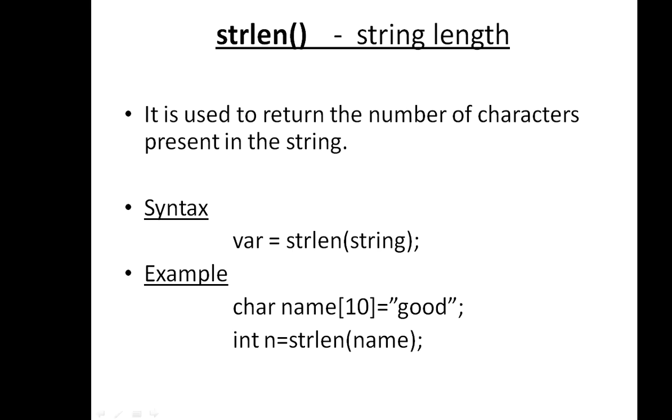So the syntax is strlen of the string name we are giving. If there is a string called "good" and I ask what the length is, you will say 4. So the return is going to be an integer value. strlen of a string will return one integer value. For example, we declare a string as char name[10] = "good". I am going to calculate its length: strlen of name. It will take the length of the string called name. That is an integer value that we store into a variable called n.